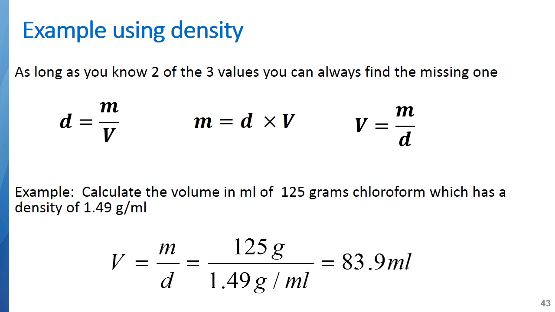So let's look at this example. Calculate the volume in milliliters of 125 grams of chloroform, which has a density of 1.49 grams per milliliter. Well, if we're looking for the volume, we can use that third equation. Volume equals mass divided by density. So 125 grams divided by 1.49 grams per mL gives me an answer of 83.9 milliliters. The grams will cancel and my units will end up being milliliters.